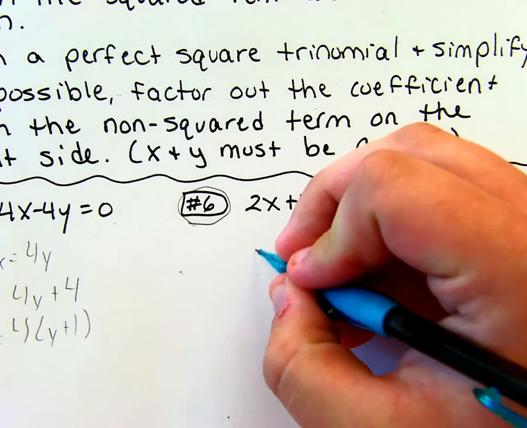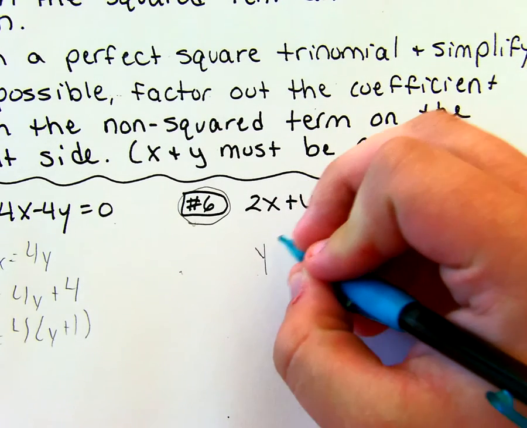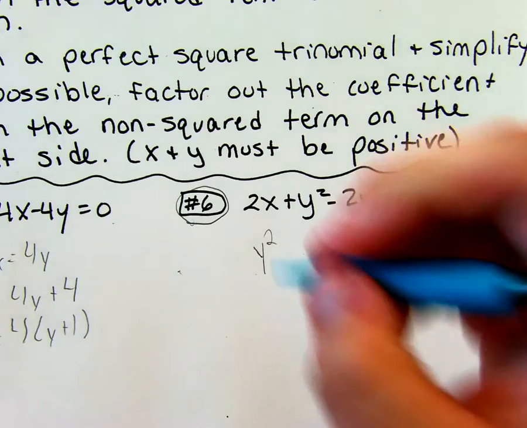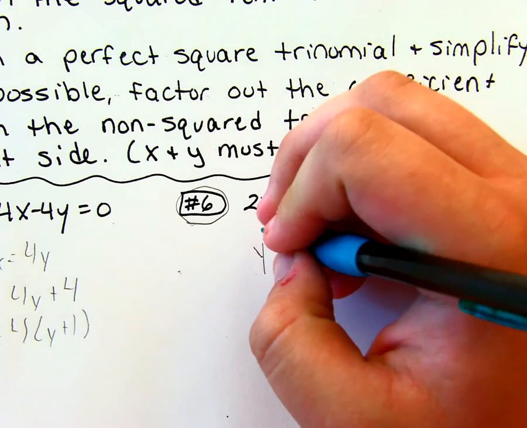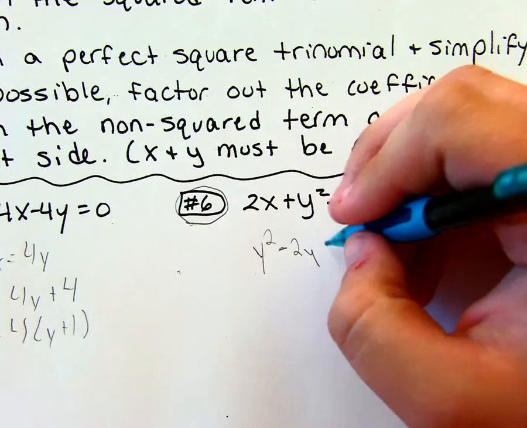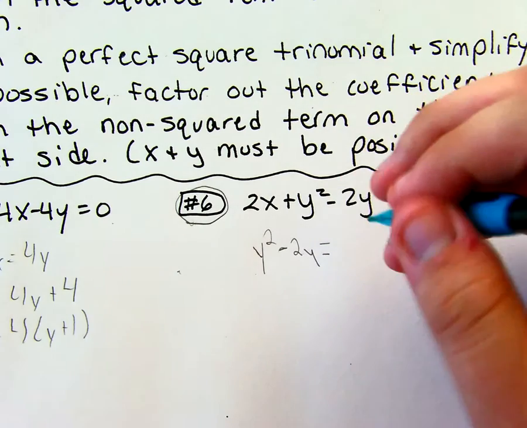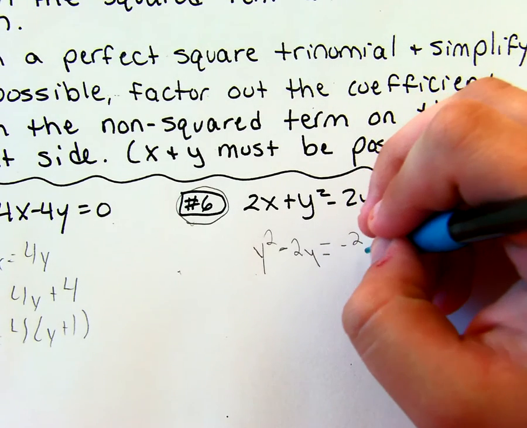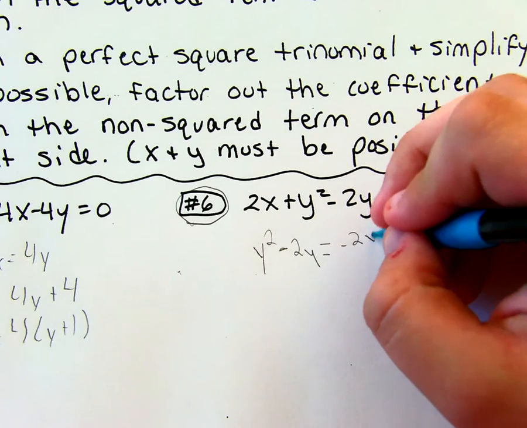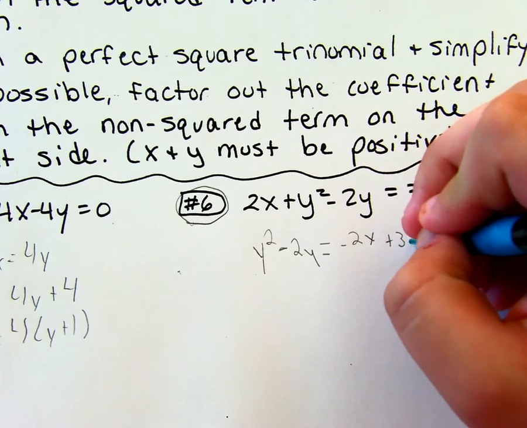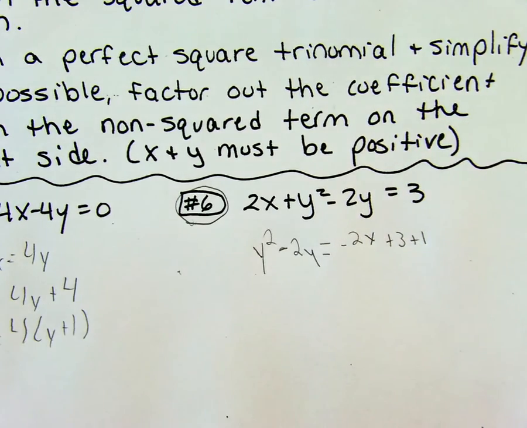Alright, so you're going to write it down. And it's going to be y squared minus 2y. You're going to want to put that not in parentheses yet. Then you get negative 2x plus 3 plus 1. Is that looking okay so far, Kyle? That looks good to me, Mike.